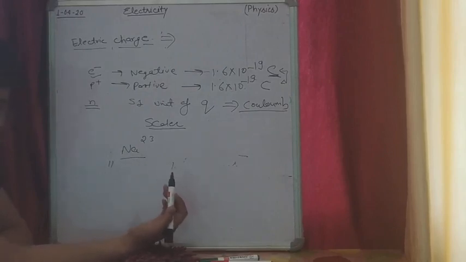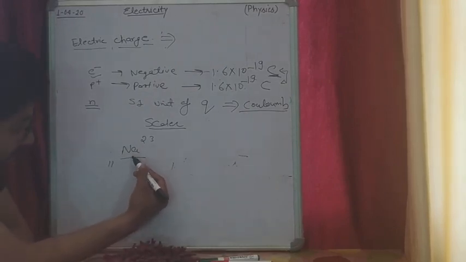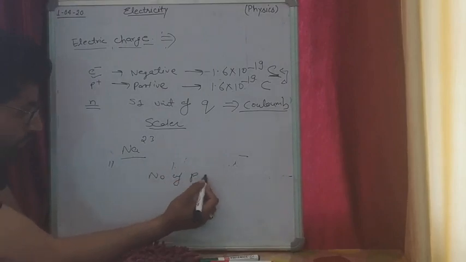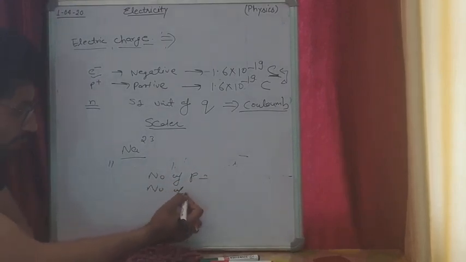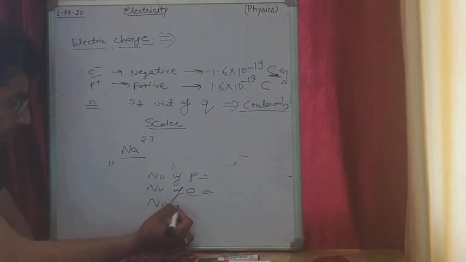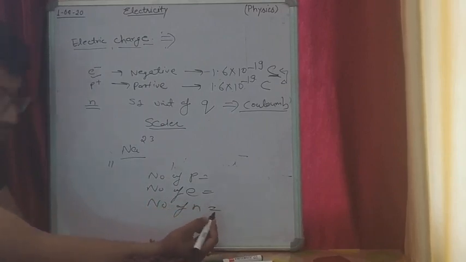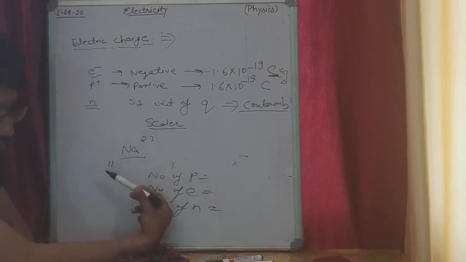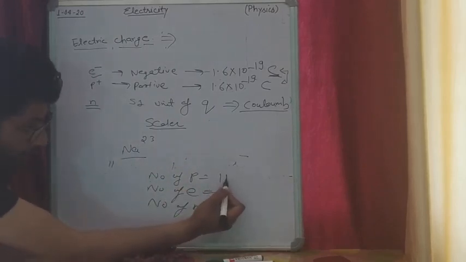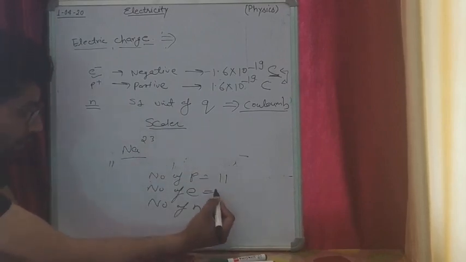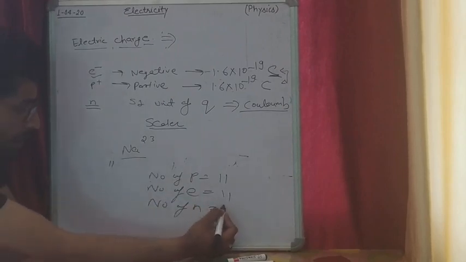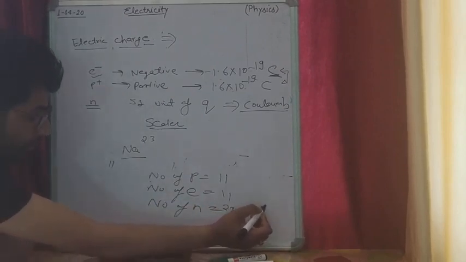Why? Because in sodium there are protons and there are neutrons. You should know the number of protons, number of electrons, and number of neutrons. Number of protons in this sodium element is 11. Number of electrons is also 11. Number of neutrons is 23 minus 11, that is 12.